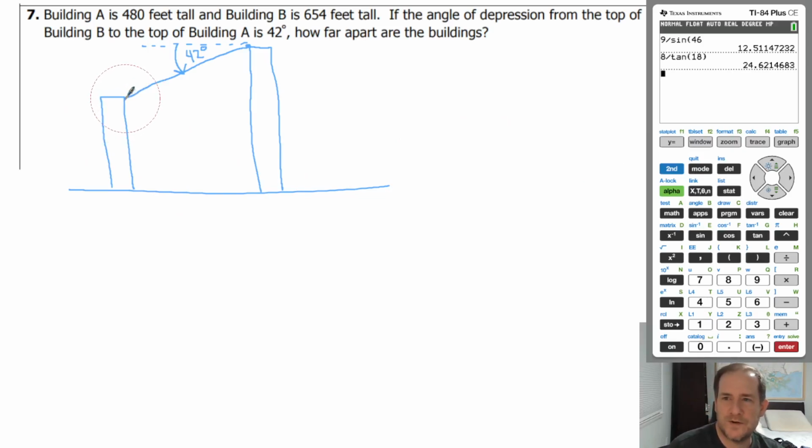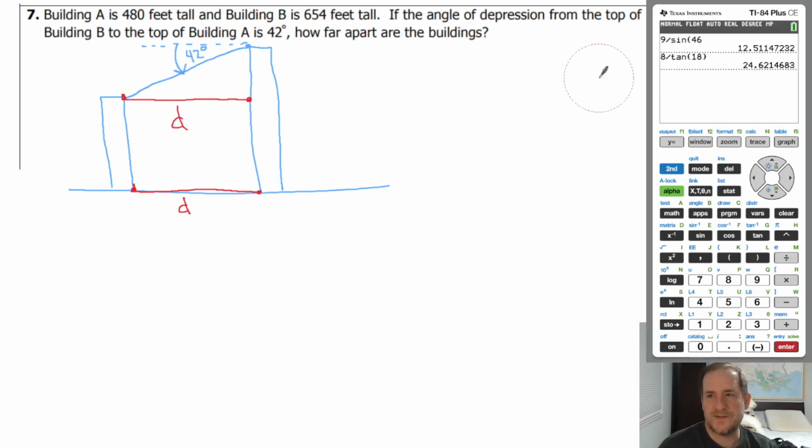But what we're trying to solve for is how far apart are the two buildings. I'm going to call that D for distance. And of course the distance between the two buildings, you could measure it up here, assuming the buildings are parallel, which they are. But that's D. And what else did we have? We didn't solve for anything else. Oh, we have the height of the buildings, of course. So this short guy is 480. And this big boy is 654.